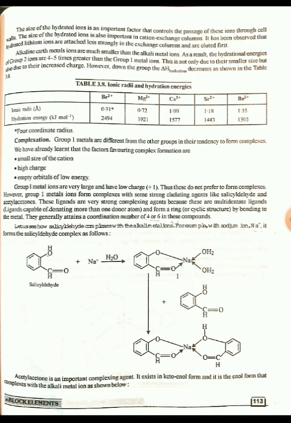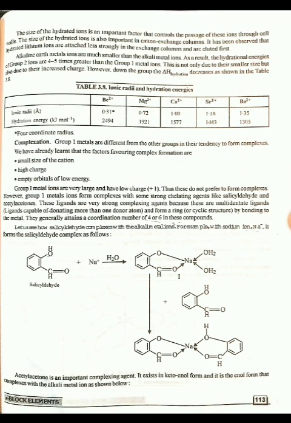As a result, the hydration energies of group 2 ions are 4 to 5 times greater than the group 1 metal ions. This is not only due to their small size but also due to their increased charge. However, down the group, the delta H hydration decreases as shown in table 3.8.